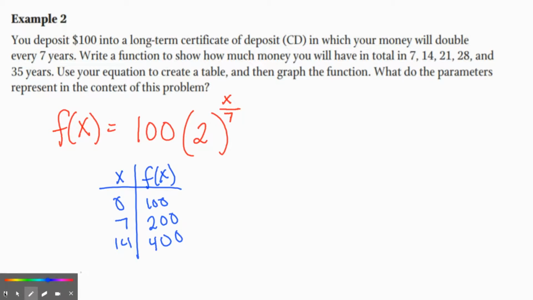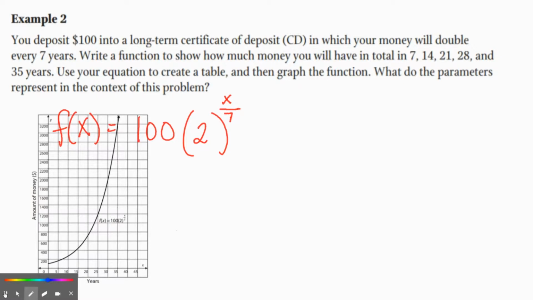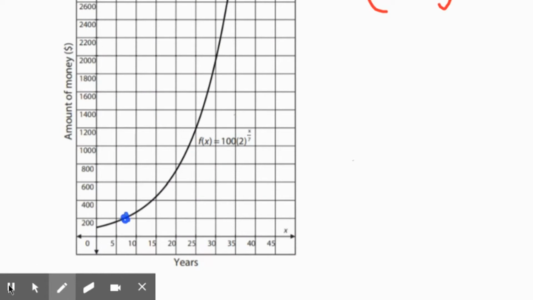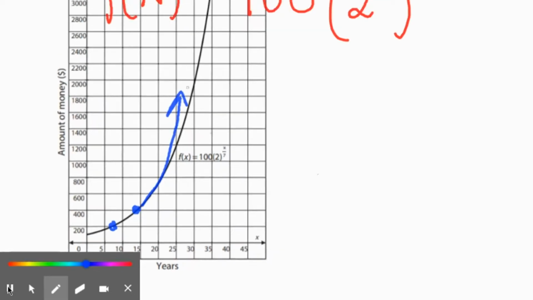And here's a table to help us graph. Again, the intercept's going to be at 100. After 7 years, it will have doubled once to 200. And then in 14 years, that 200 will double again to 400. And here's a graph outlining it. It starts at 100, and then after approximately 7 years, it reaches 200. And then approximately 14 years, it will have reached 400, and it keeps doubling from there.